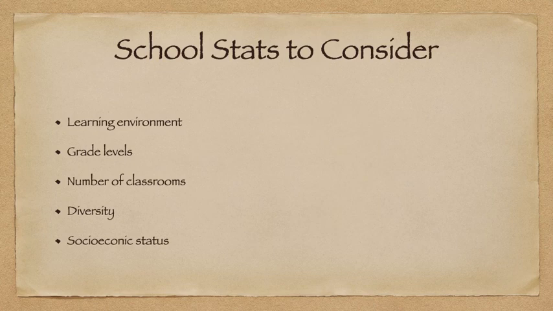Here are some other school statistics to consider. What is the learning environment in which the students are learning? We discussed this a little bit earlier. Are the students learning in the classroom or are they learning from home? What are the types of resources available to each student in the school or at home? This can be technology, textbooks, workbooks.